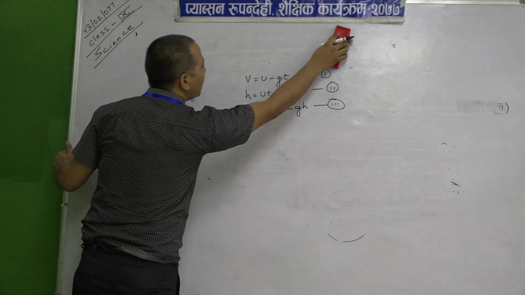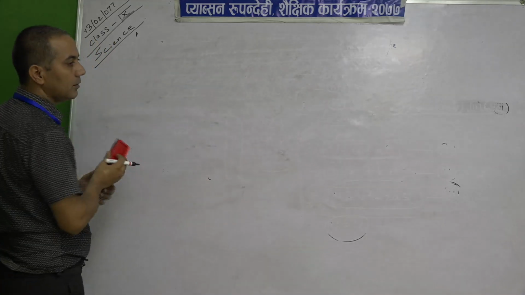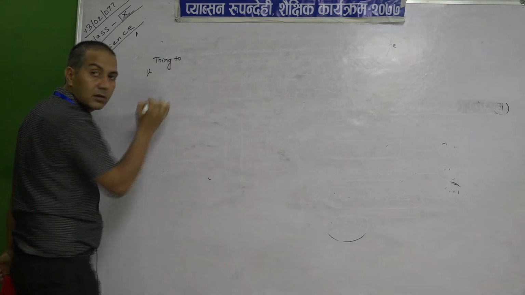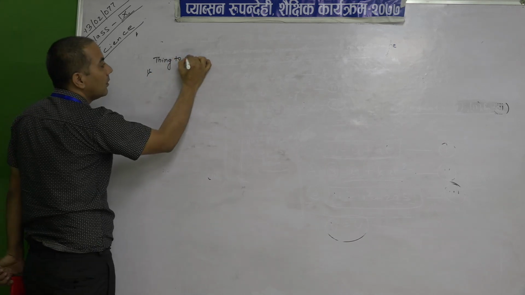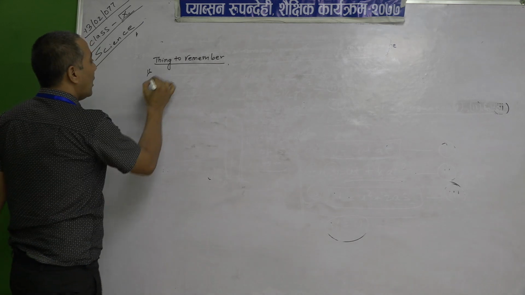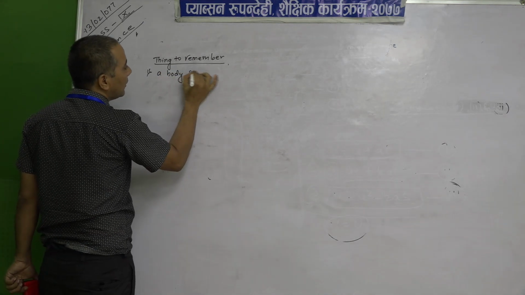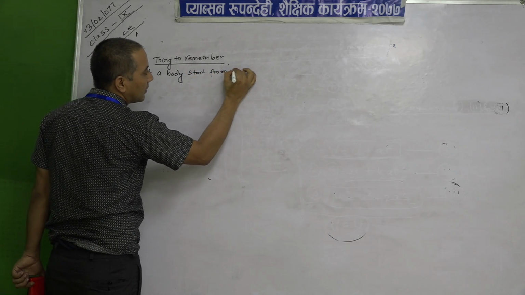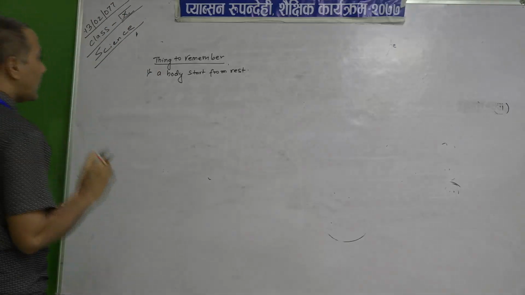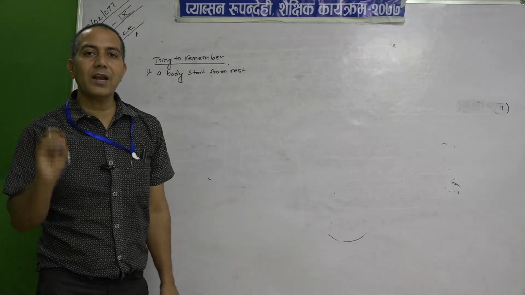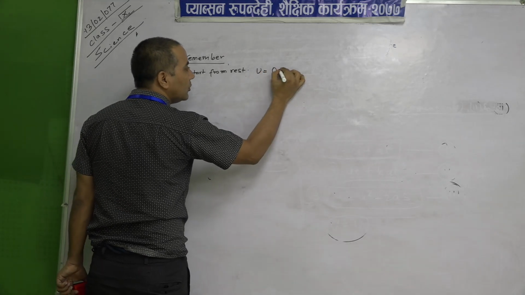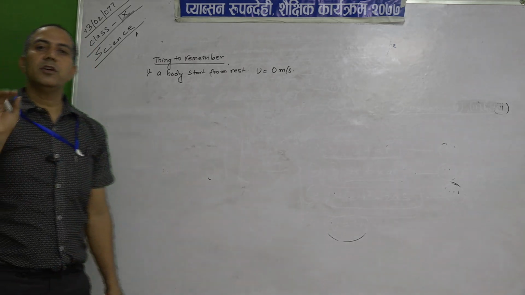Now, what are the things to be remembered when we go to the numerical? The first one is: a body starts from rest. If in a numerical problem you find that an object or the body or bus, vehicle, car, jeep, bicycle, whatever, is told to start from rest, at that time u will always be 0 meter per second. That means u is 0.